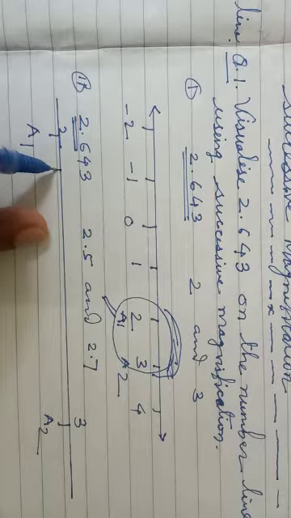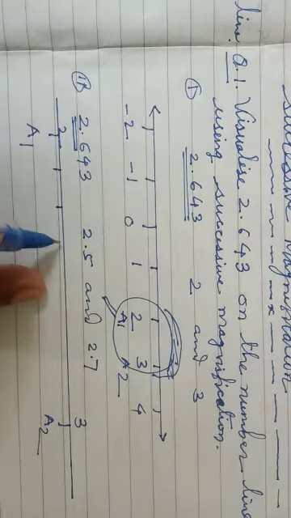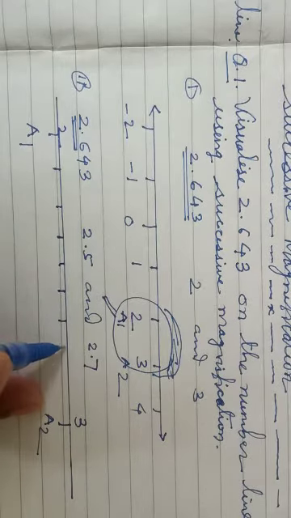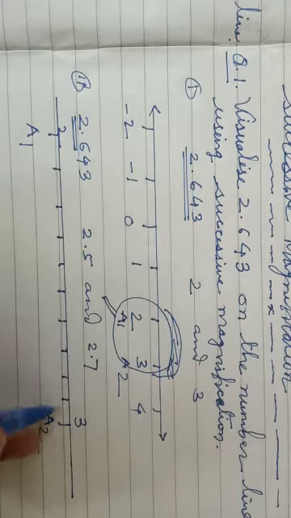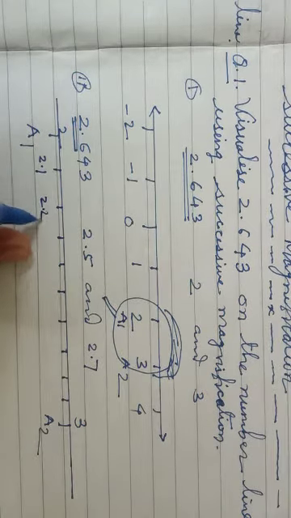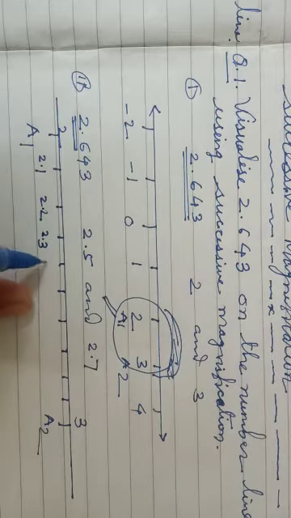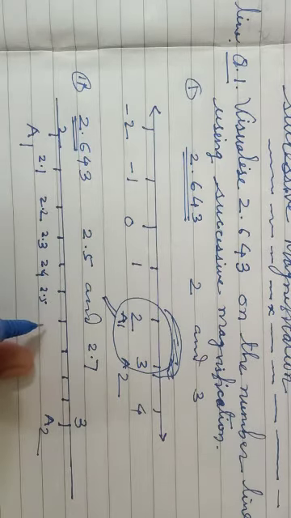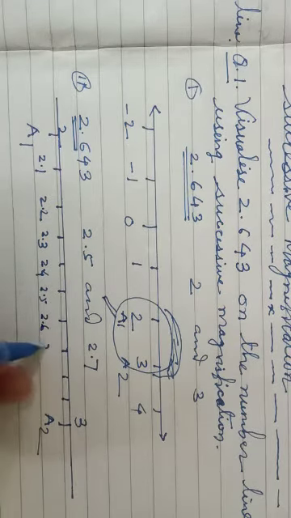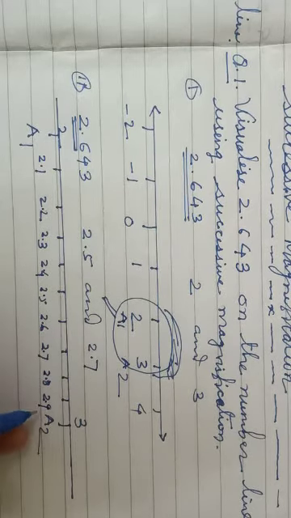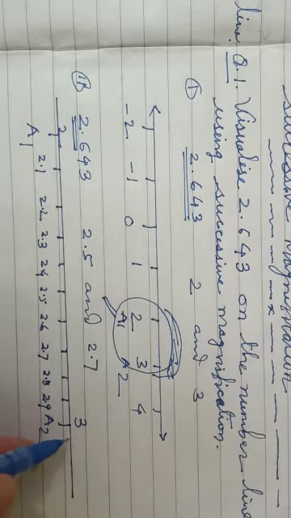Now 1, 2, 3, 4, 5, 6, 7, 8, 9 and 10. That will be 2. Now that will be 2.1, 2.2, 2.3, 2.4, 2.5, 2.6, 2.7, 2.8, 2.9, and after the 10th point it will be 3.